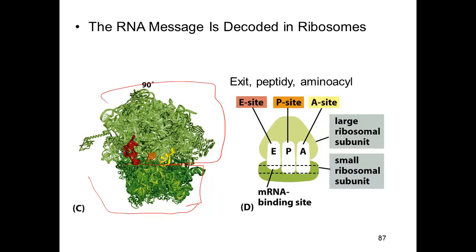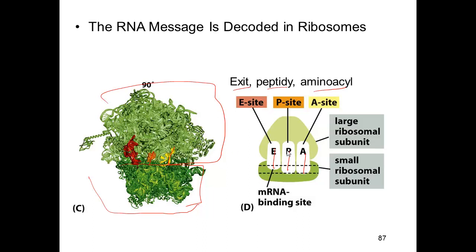There's no protein here. We see 3 tRNA molecules that are incorporated, one in the E site, one in the P site, one in the A site. This is exit, peptidyl, and aminoacyl sites. In the E site, this tRNA is about to leave.